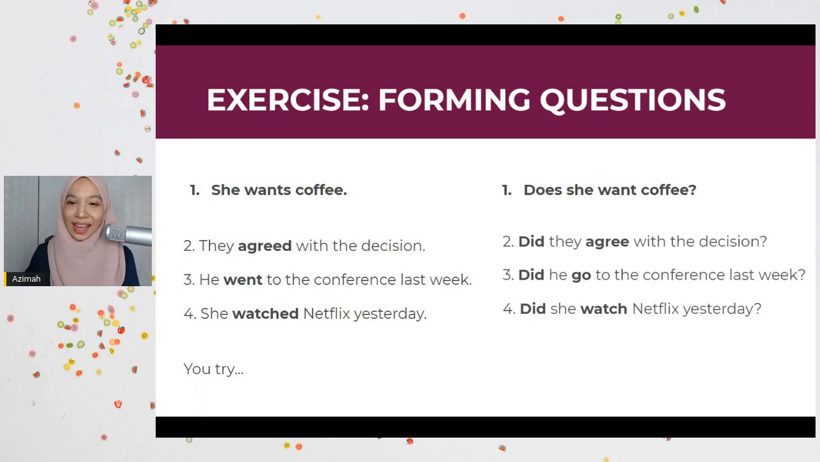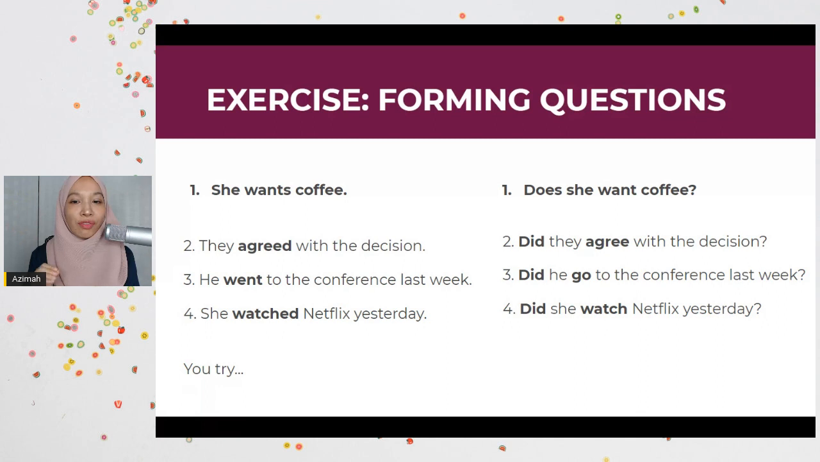Okay, did you get 3 out of 3? So it should be, if the statement is they agreed with the decision, did. Why did? It's in the past tense. Did they agree with the decision? So not did they agreed. Did they agree?